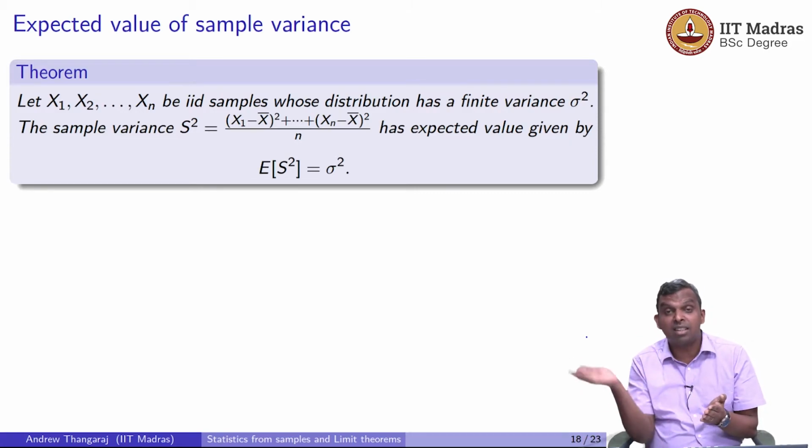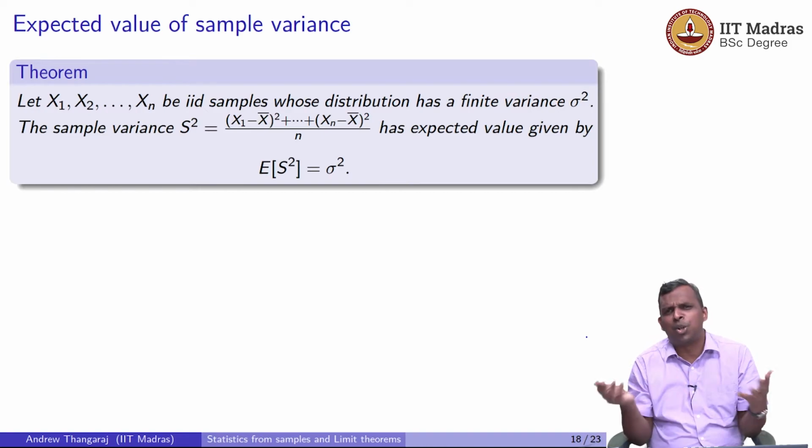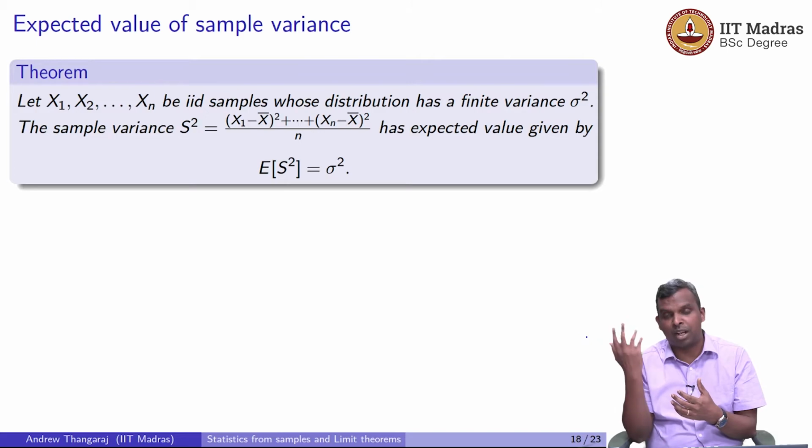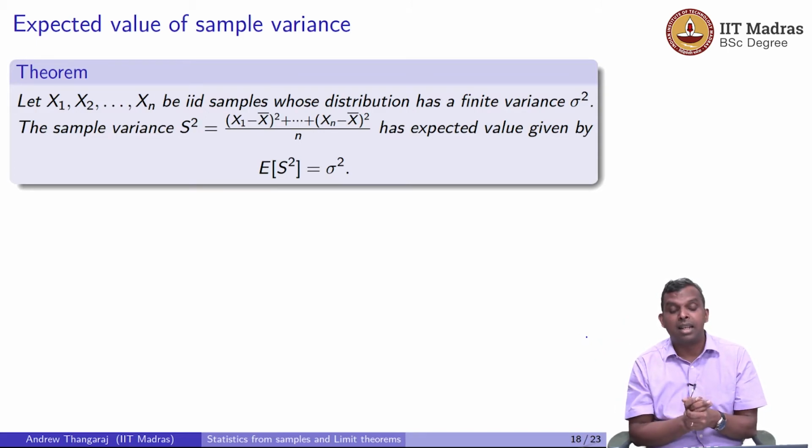What about the variance of the sample variance? We are not doing that kind of analysis. One can show that for most reasonable cases, if the distribution is not very crazy and has many more moments, then the variance of the sample variance will also go to 0.